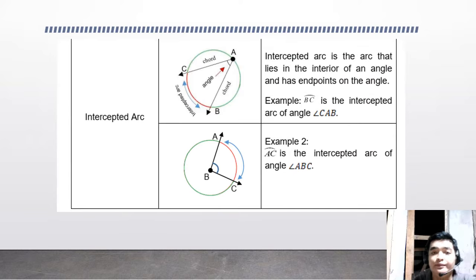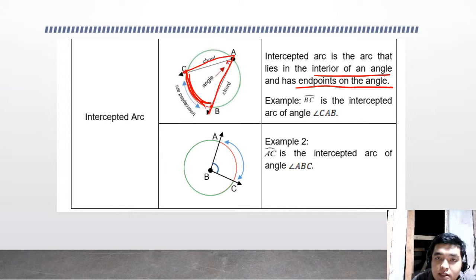Next, intercepted arc. An intercepted arc is the arc that lies in the interior of an angle and has endpoints on the angle. So this is a circle. This is arc BC. This is point B, this is point C, and point A is an intercepted arc of angle CAB.